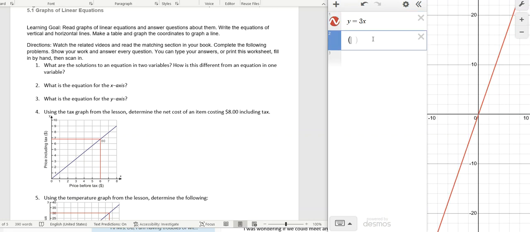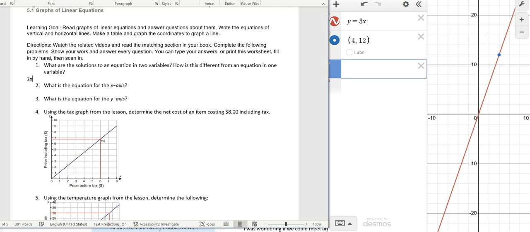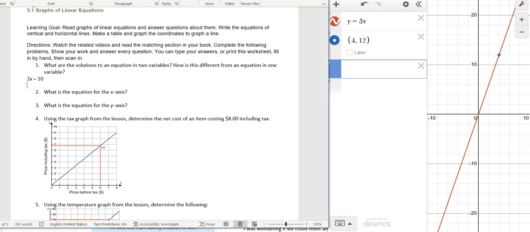The point (4, 12) would be a solution to that equation. And this is different from an equation in one variable, because if you just had one variable, like y equals 4, the solution is just that point. So it's like if you had 2x equals 10 and you solved this, you divide both sides by 2, and you'd get one answer, x equals 5. So that's just a number that's the answer, and the solutions to an equation in two variables are all the points that are on that line.